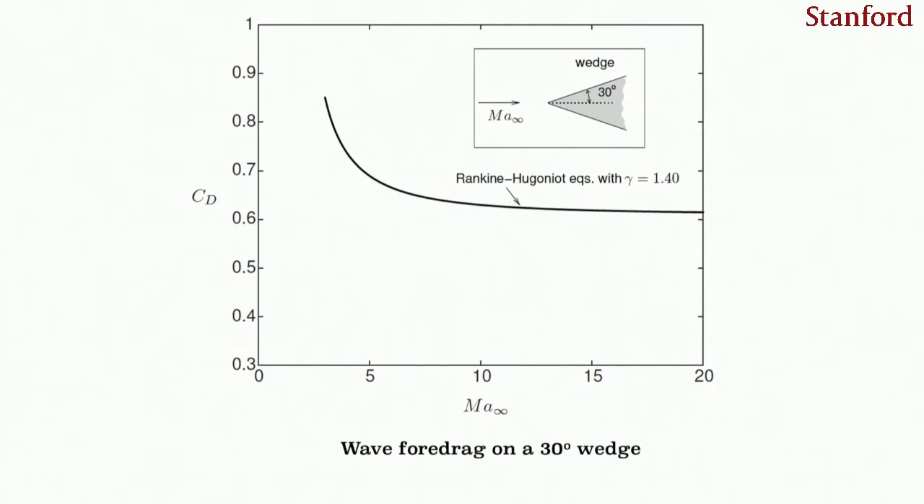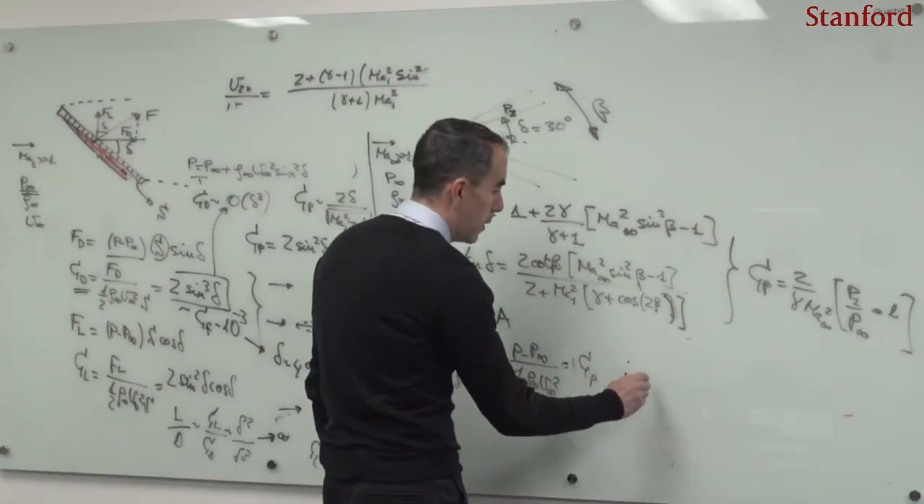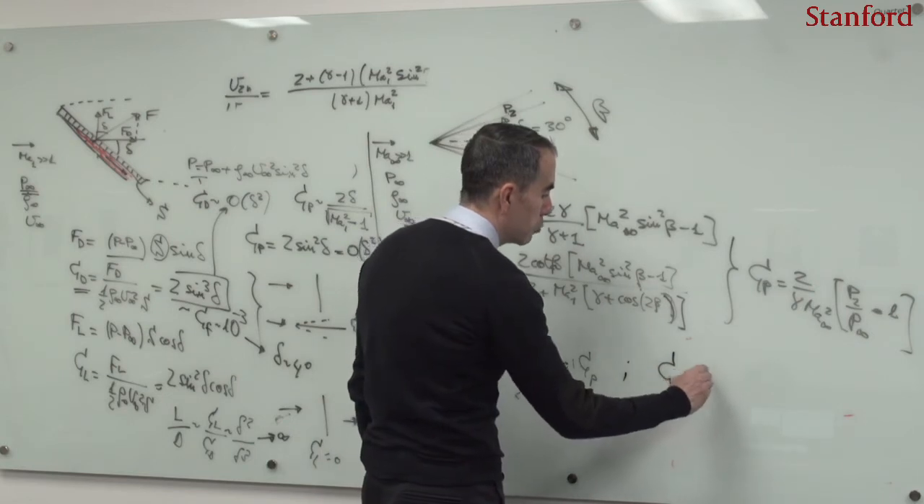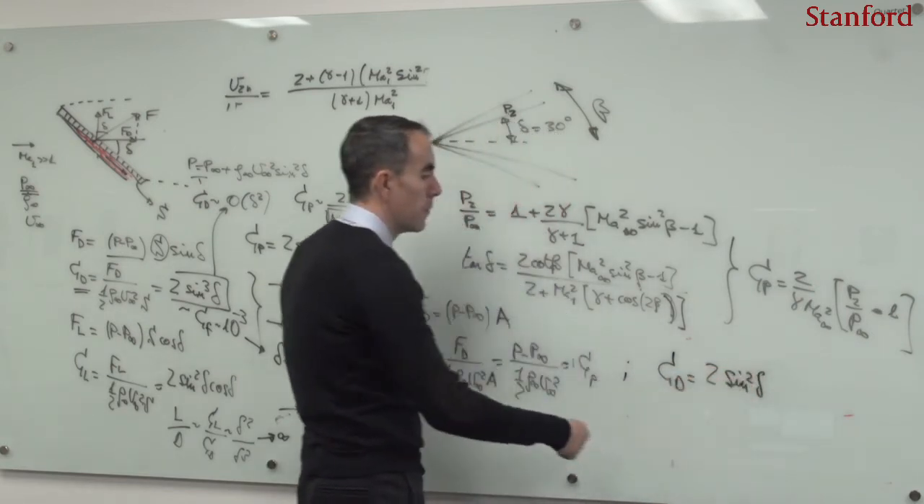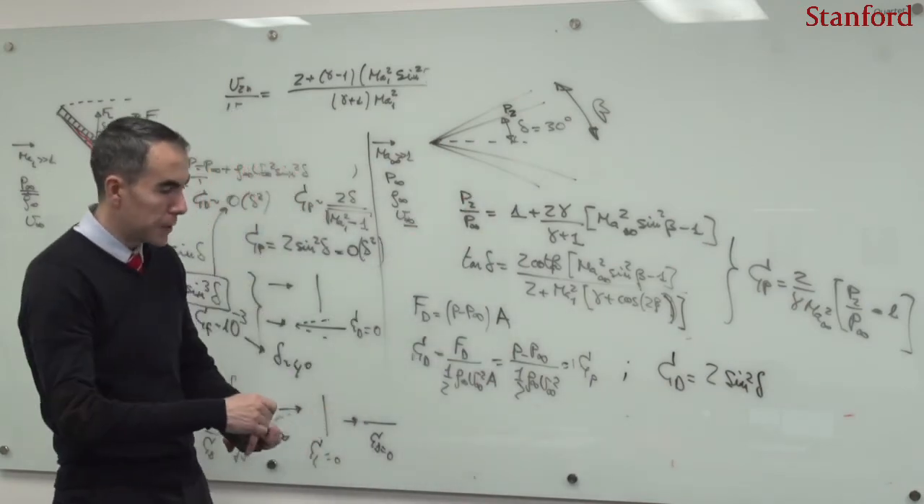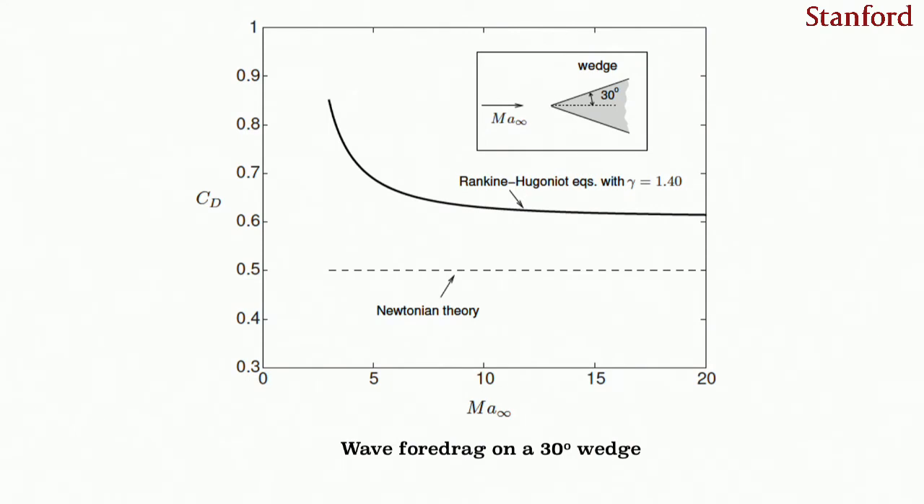Well, one could, for instance, compare this with the Newtonian solution, right? The only thing that one needs to do is to come here and say that the drag coefficient will be just twice the sine squared of delta, right? And then one would obtain exactly the same. One could substitute here delta and obtain the drag coefficient. And then you see the result in the next slide. That will be the result from the Newtonian theory.